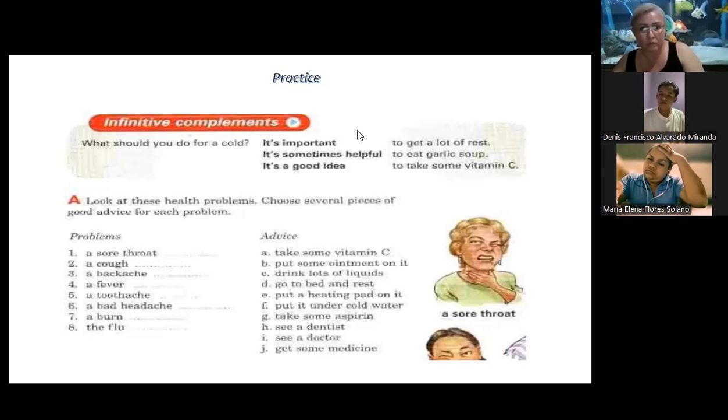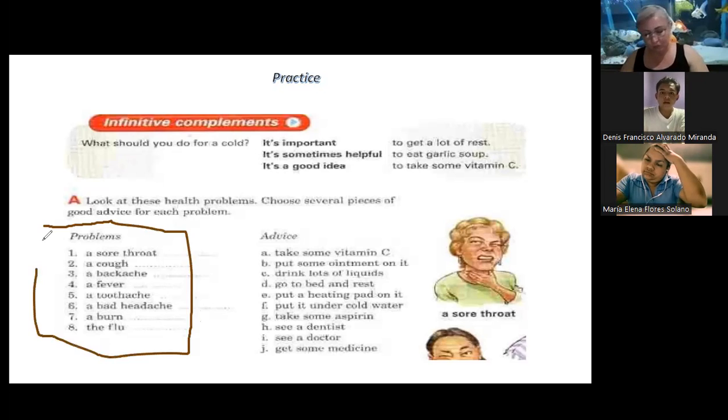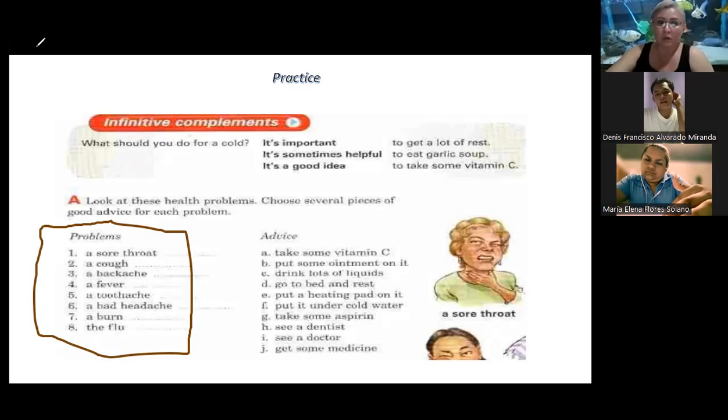Okay, so now I want you to help me with the following exercise. Look at these health problems and choose several pieces of good advice for each problem. In this case, I need a volunteer to help me read the problems. Who wants to do it? I need one volunteer that says, teacher, I want to read. A volunteer to read the problems? Okay, thank you. Problems: a sore throat, cough, backache, fever, a toothache, a bad headache, a burn, the flu.